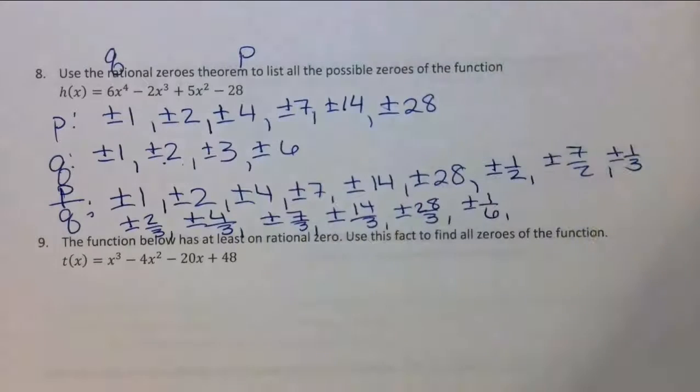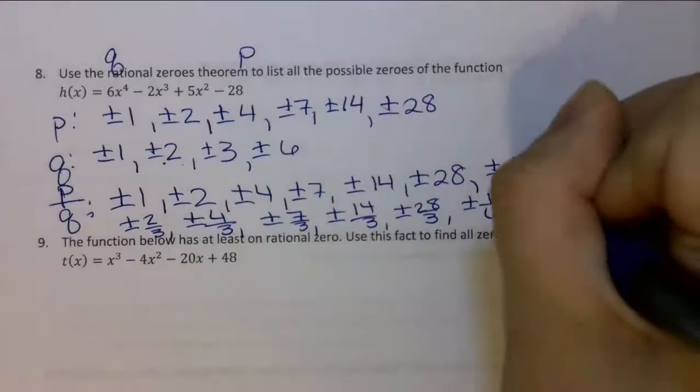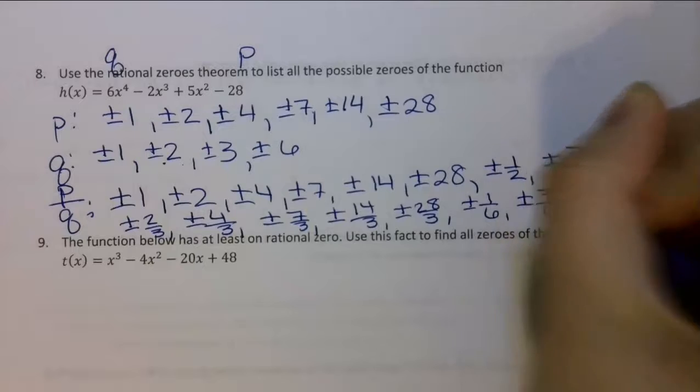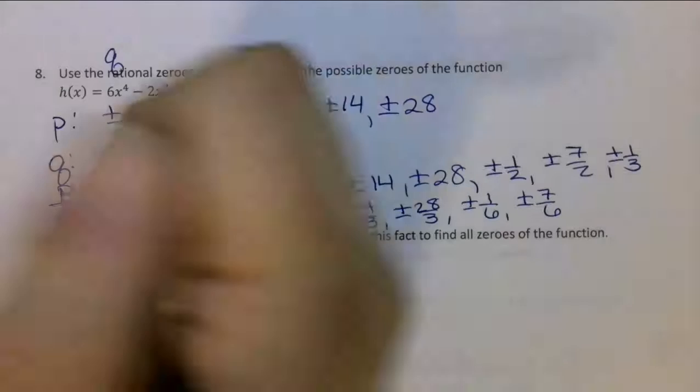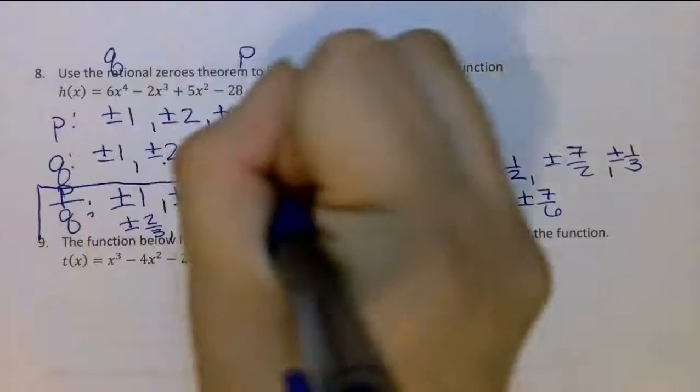2 divided by 6 simplifies to 1/3. I already have that one. 4 divided by 6 simplifies to 2/3. I already have that one. 7 divided by 6 is new. 14 divided by 6 simplifies to 7/3. I already have that one. 28 divided by 6 simplifies to 14/3. I also have that one. So these are my answers.